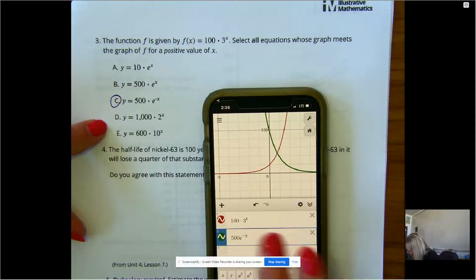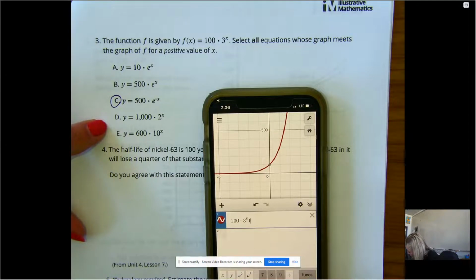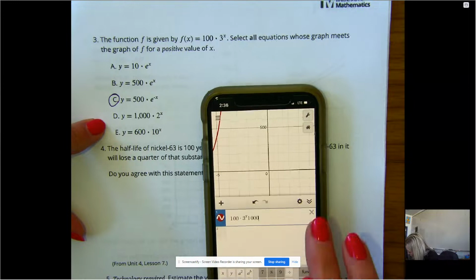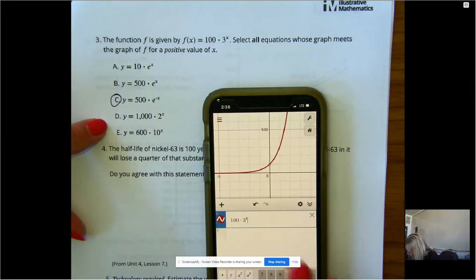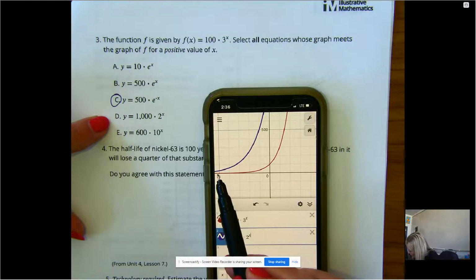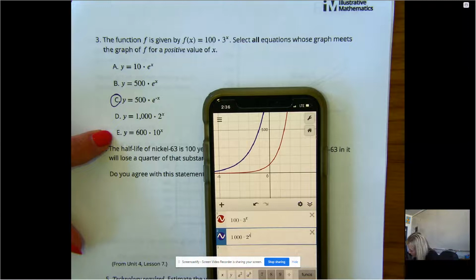And then, okay, the last two, 1,000. Oopsies, that's not what I meant to do. There we go. 1,000 times 2 to the x. Okay, they're going to cross back here. They're getting closer and closer back in this direction, so not D. And then 600 times 10 to the x.